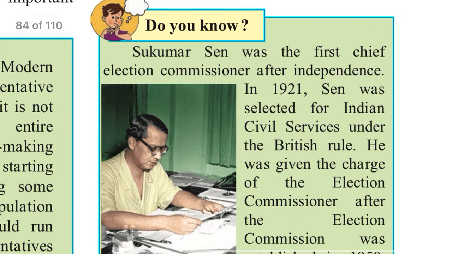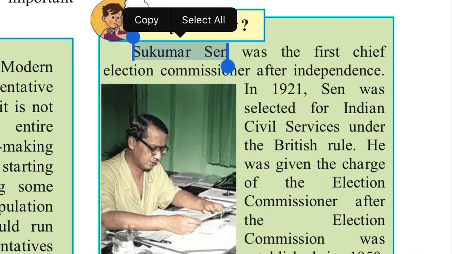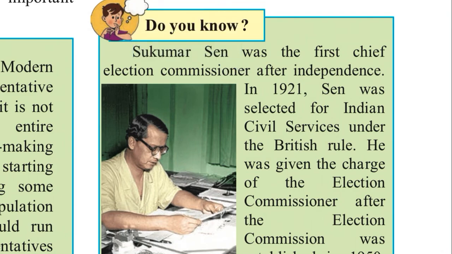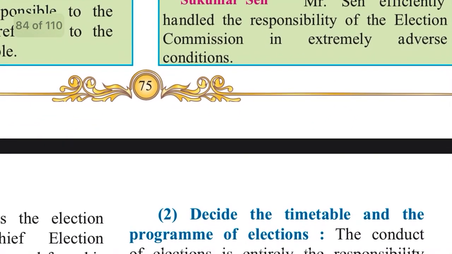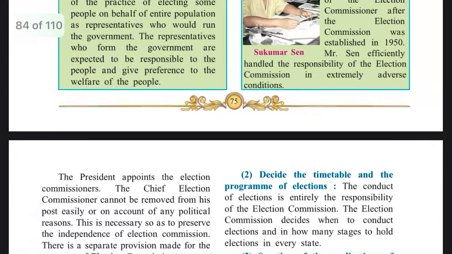All right. So, the chief election commissioner is the head, and then he has some subordinates also who help him carry out the work. Now, a name which I am highlighting over here is very important. Sukumar Sen. Why is he important? He is important because he was the first election commissioner after independence. So, who was he? He was a civil servant. You can see in the image right here. And he effectively handled the elections in India.